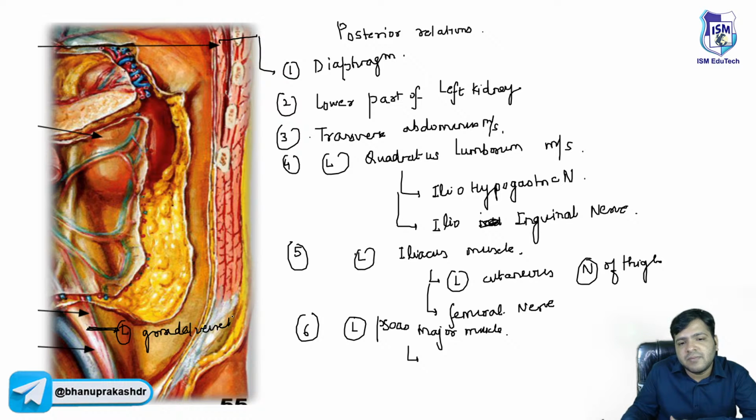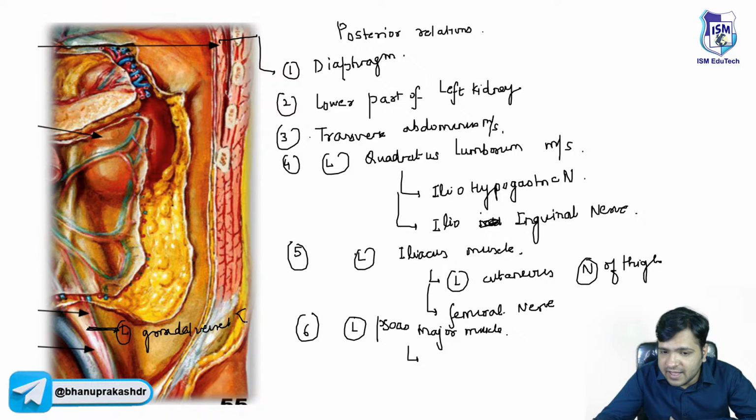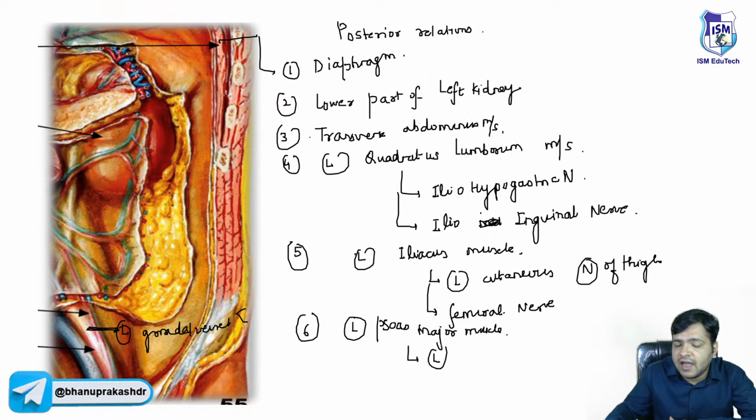Gonadal vessel, beta, means testicular artery in males and ovarian artery in females. So in front of the left psoas major muscle, we have the left gonadal arteries, and we have the left gonadal vein. So left gonadal arteries and left gonadal vein.